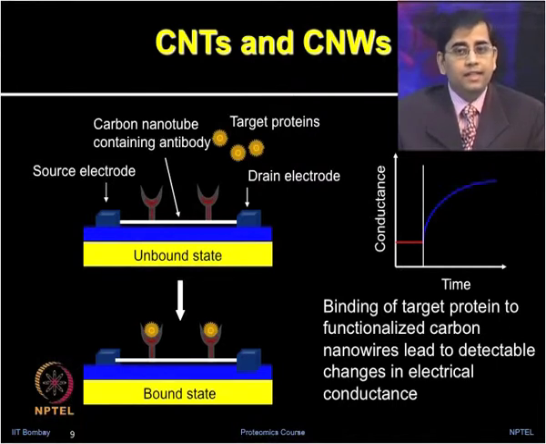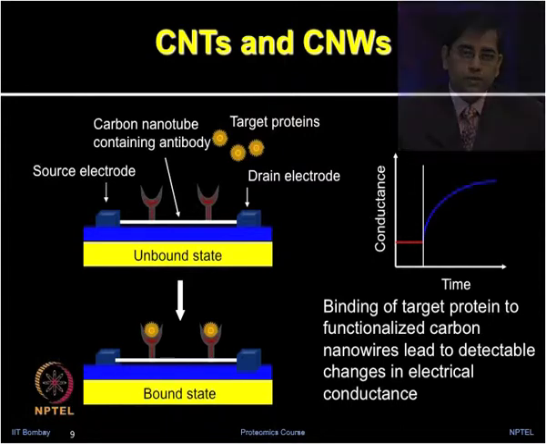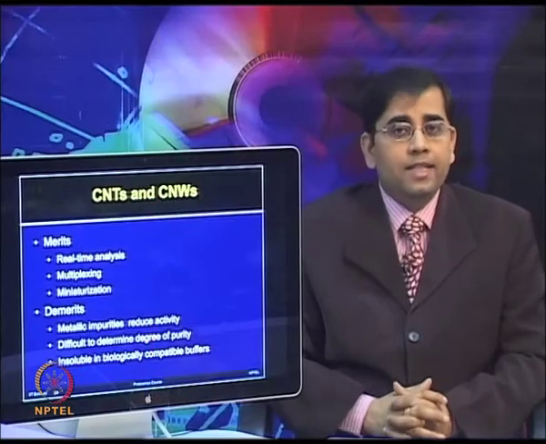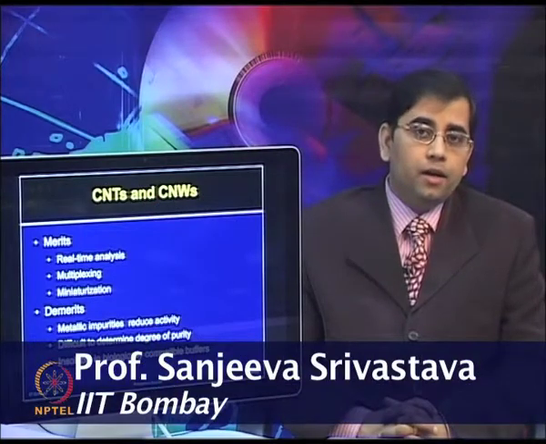This is very highly sensitive, and this change in conductance is measured for measuring different types of proteins as well as some small particles including viruses. Their various applications have shown the potential of this technology. Now, let us discuss what are the merits and demerits of using carbon nanotubes and carbon nanowires.